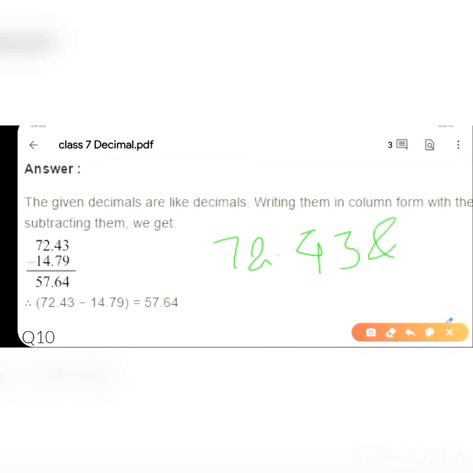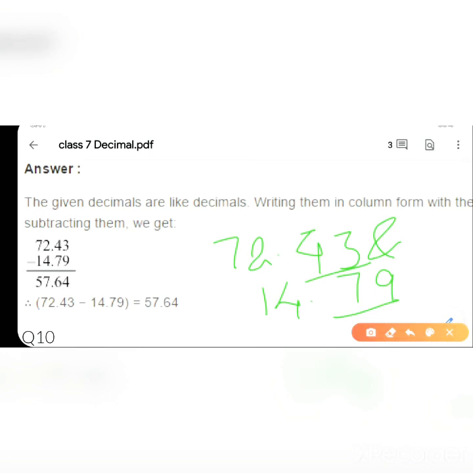The given numbers are 72.43 and 14.79. As they both contain two digits in their decimal parts, that is, the same number of digits in their decimal parts, they are like decimals, so we don't need to alter anything. We just need to arrange them in a column and subtract.